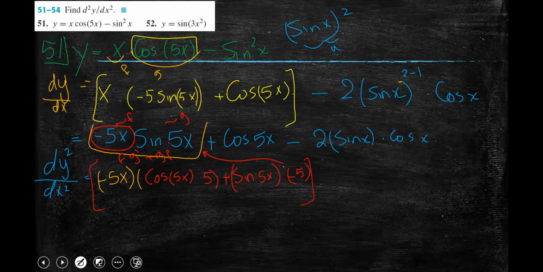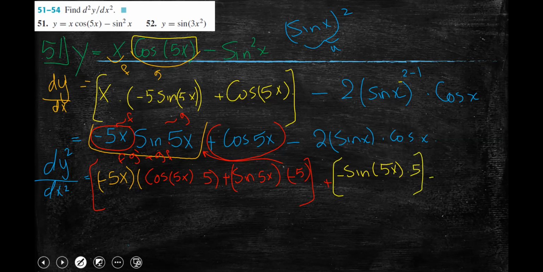Now let's find the derivative of this one. Plus, what is the derivative of cosine 5x? Negative sine 5x, thank you, times 5. Thank you, Hannah. You will find now the derivative of the cosine 5x.